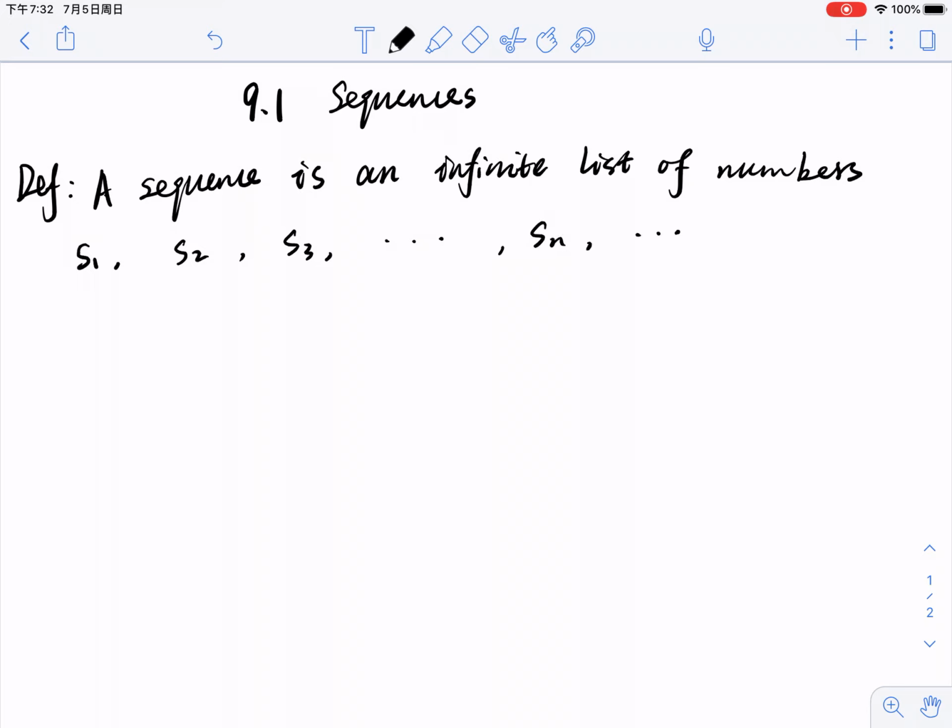We call S1 the first term, S2 is called the second term, S3 is called the third term, Sn is called the nth term or the general term.